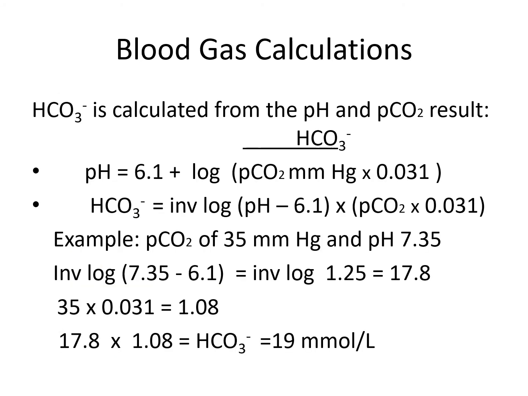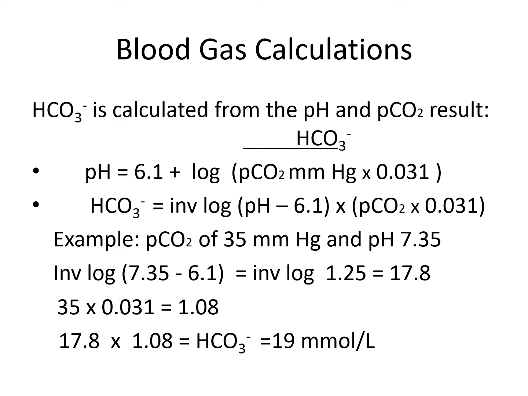In this slide, we can see an example of blood gas calculation. For example, if we are looking for bicarbonate level, we can calculate it from pH level and the PCO2 level. So, pH, this is the general formula. pH is equal to 6.1 plus the logarithm quantity HCO3 over PCO2 millimeter mercury times 0.031.